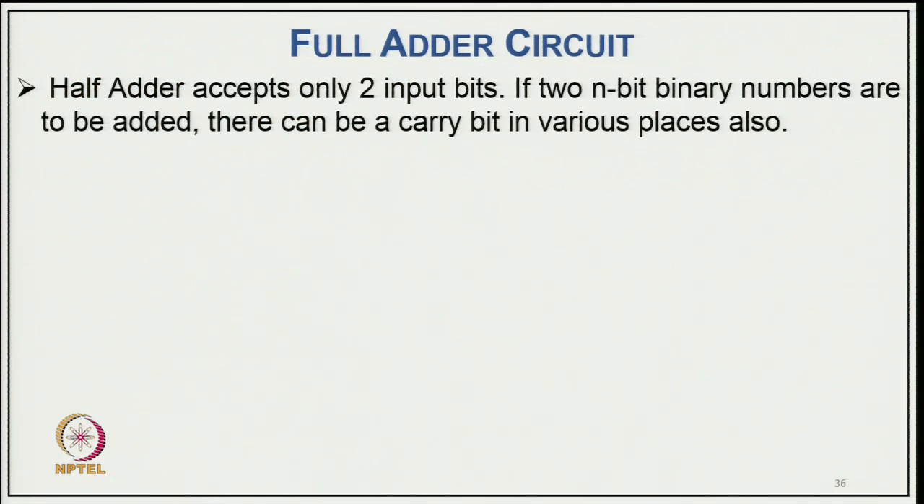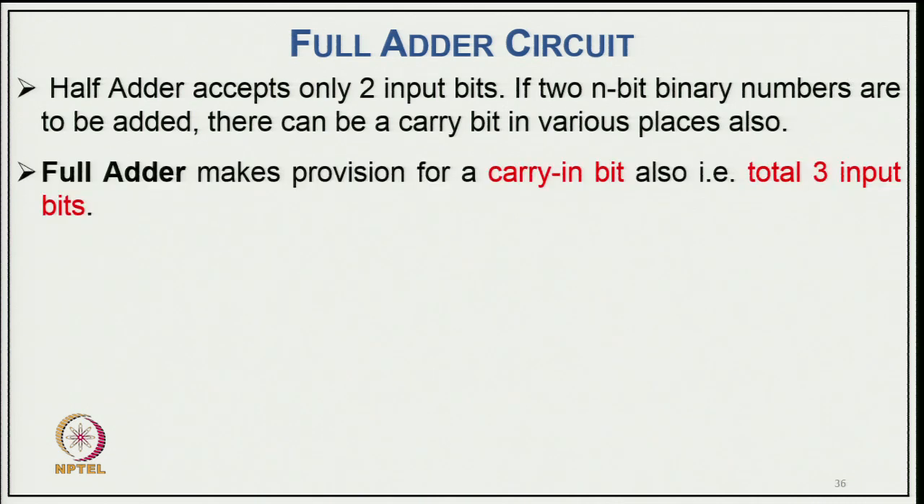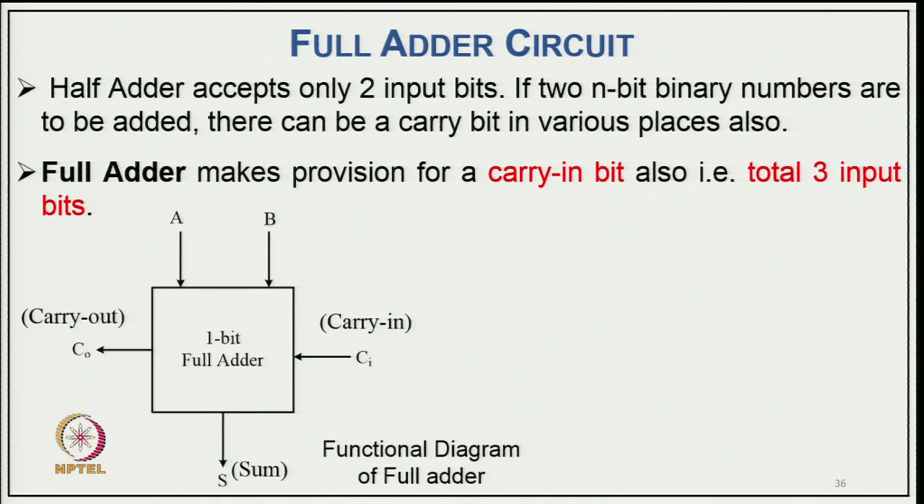So, half adder accepts only 2 input bits. If 2 n-bit binary numbers are to be added, there can be a carry bit in various places also, and full adder makes the provision for a carry in bit, a total of 3 input bits. For full adder, 2 inputs and one is the carry in which will be coming from the previous stage, and you will have outputs as a carry output and the sum output.